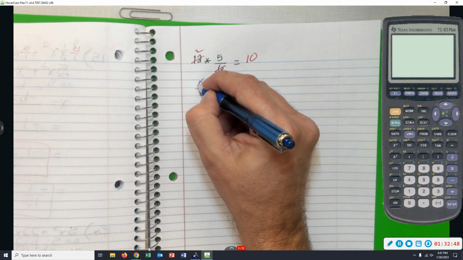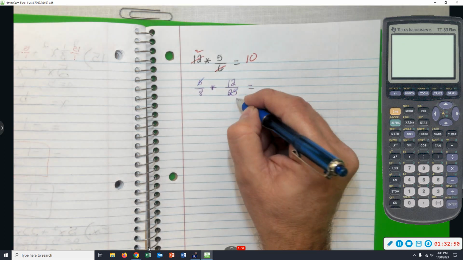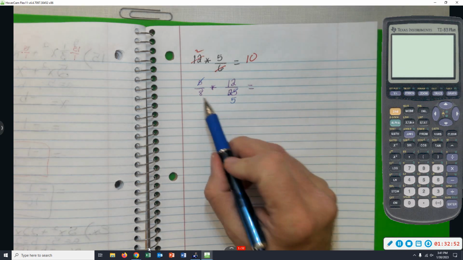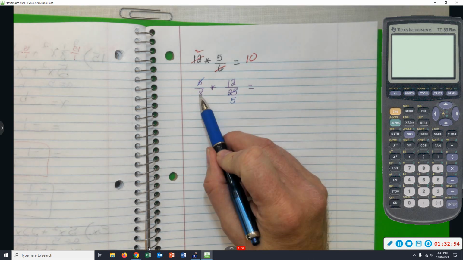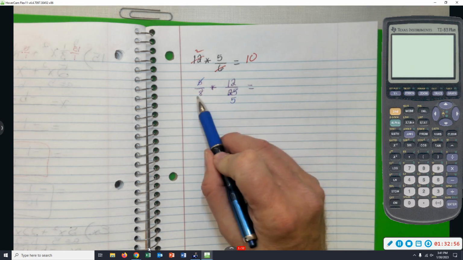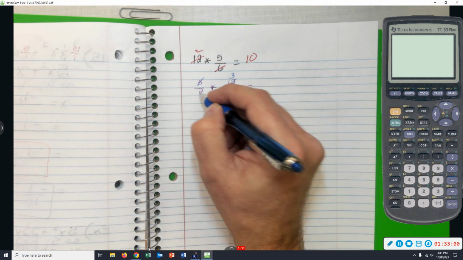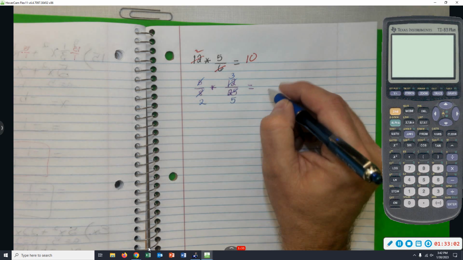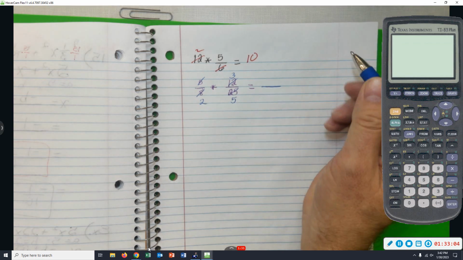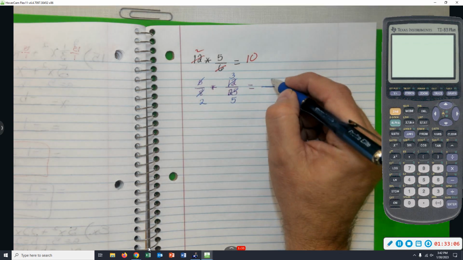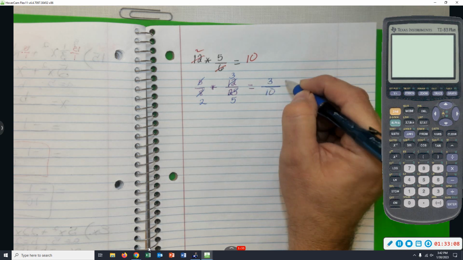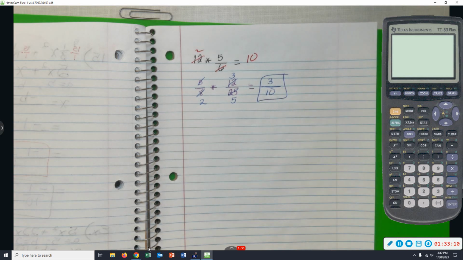Well, you can say 5 goes into 25 5 times. What about this 8 and 12? What could I cancel in both of those? A 4, so that would leave a 3 there and 2 there, giving me what answer? 3 over 10. So keep in mind the way you can cancel there.